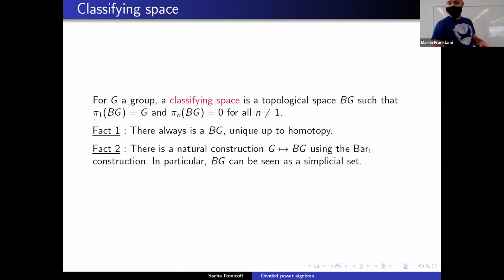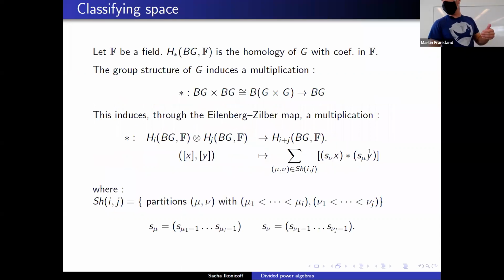For example, if you take a group, you can study its homology, which is by definition the homology of its classifying space. And this homology has an extra structure because you started with a group, which means that you can define a multiplication on the homology from the multiplication of the group using what we call the Eilenberg-Zilber shuffle map.